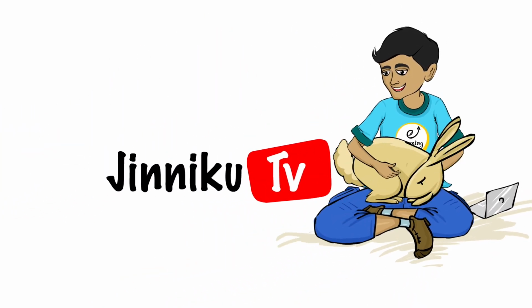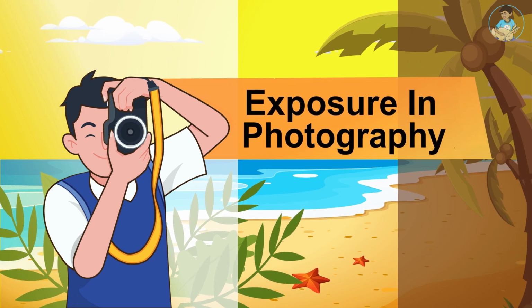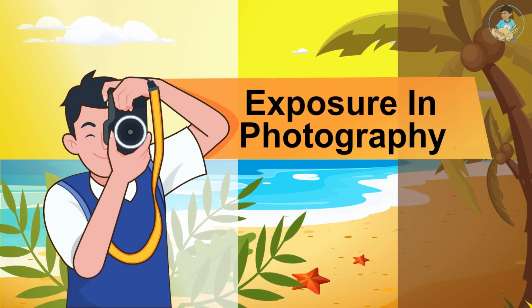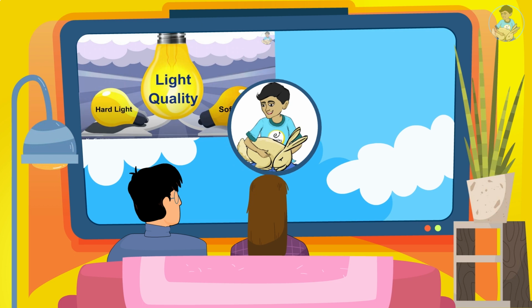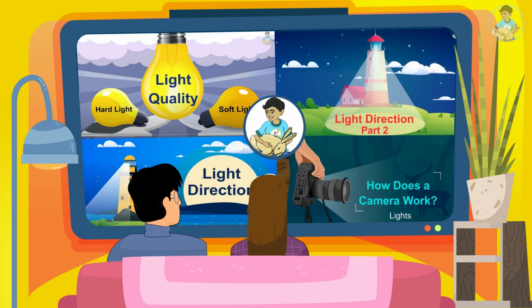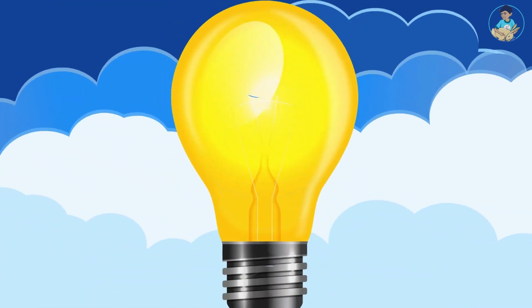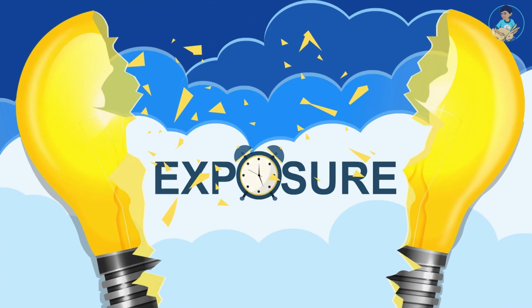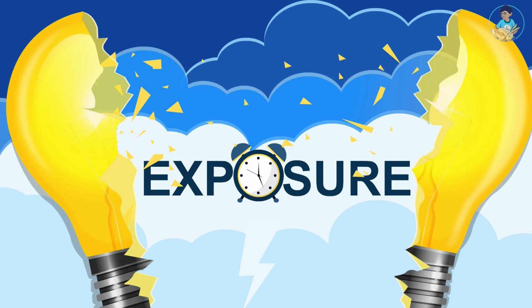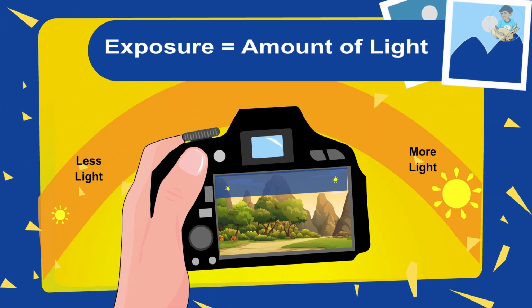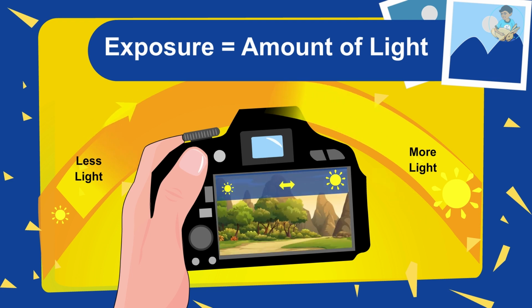Exposure in photography. In the last few videos, we learned a lot about light. Now let's take a break from light and understand exposure in photography. Exposure simply means the amount of light that is collected by your camera.